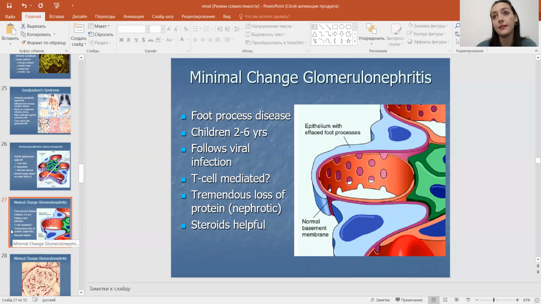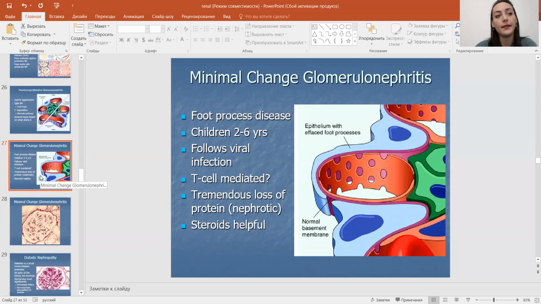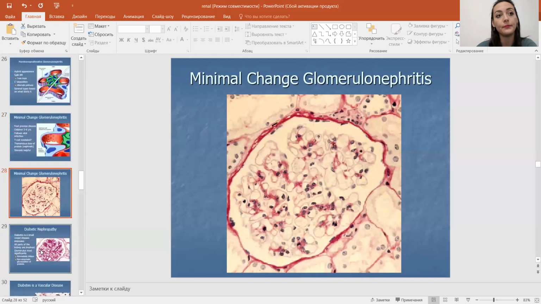They do not have any foot processes. They are flopped. Minimal change glomerulonephritis, in light microscopically, you can see how it changes the structure of the podocytes.